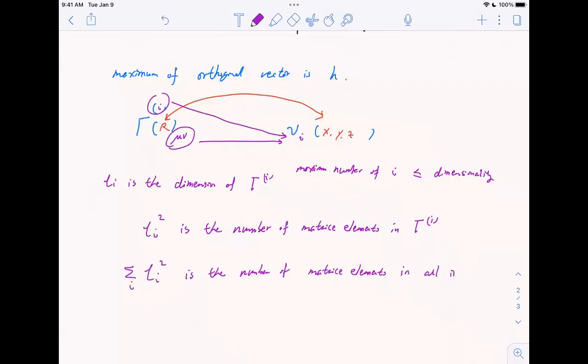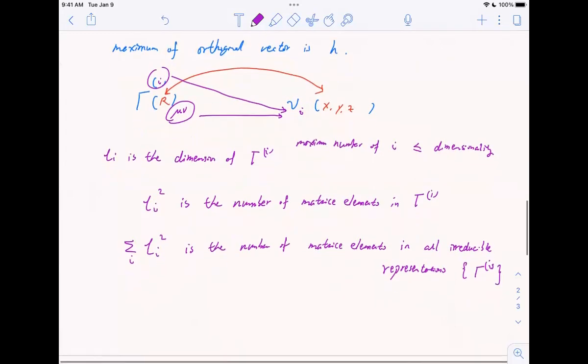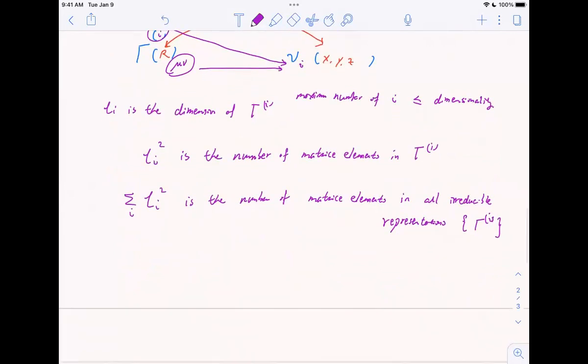In all irreducible representations. Basically you just group them together. And this needs to be smaller or equal to H. So this is a very important conclusion.